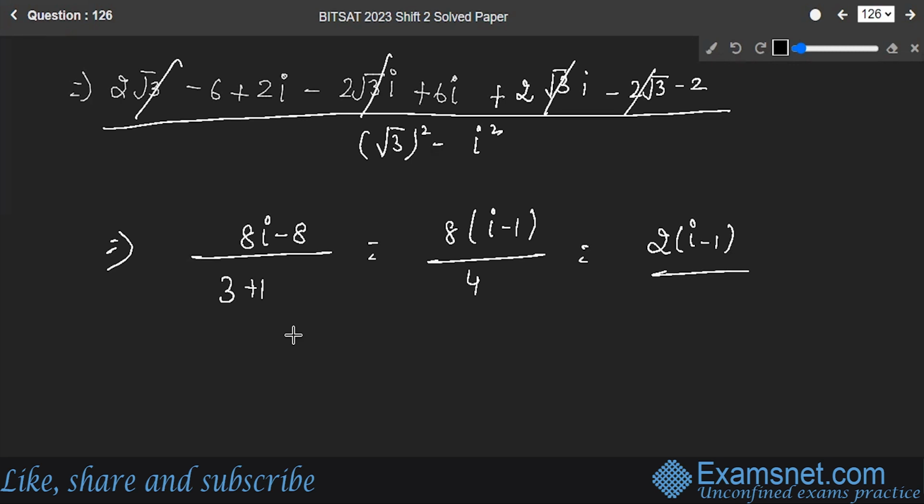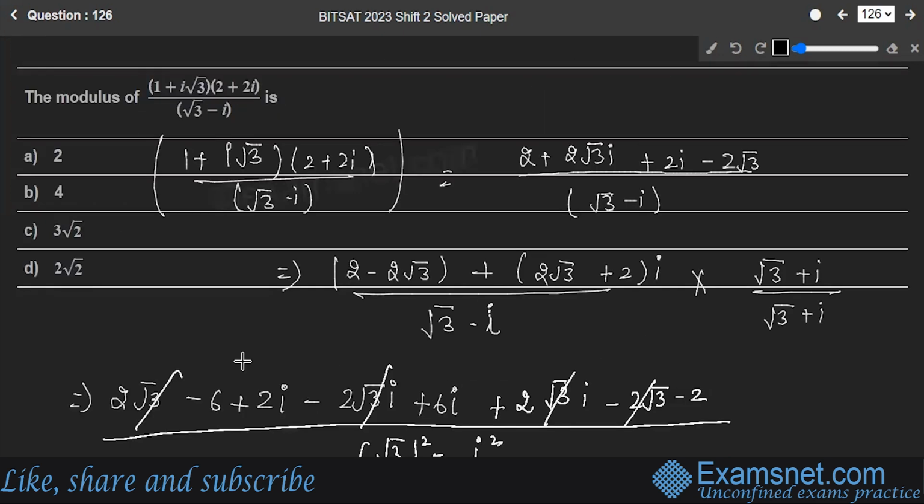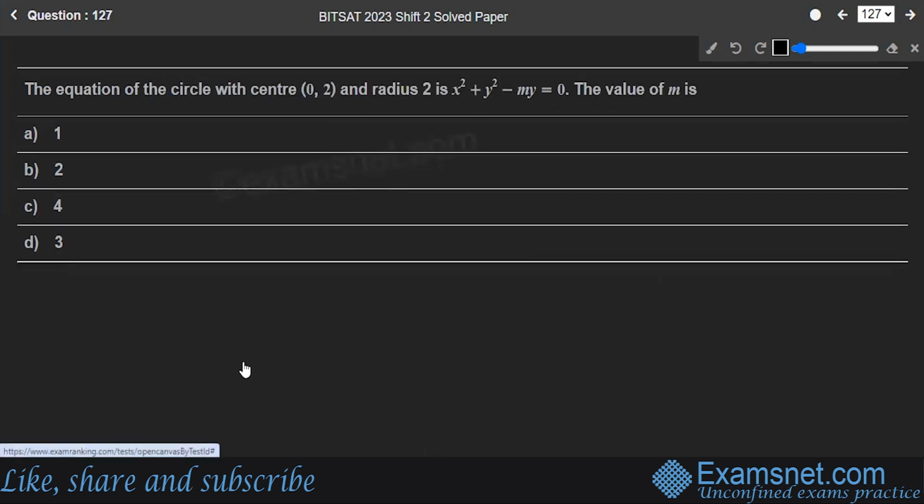Yeah, so 2 into iota minus 1. What you have to find out was its modulus. So modulus will be given by minus 2 square plus 2 square, which is equal to 2 root 2. Okay, so that's it. You have option D as the right answer. Hope you understood. Next is question number 127.